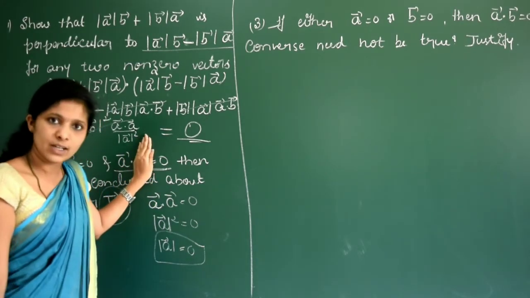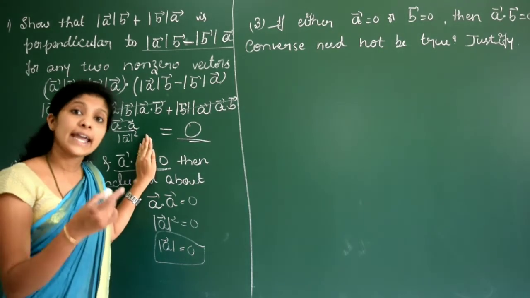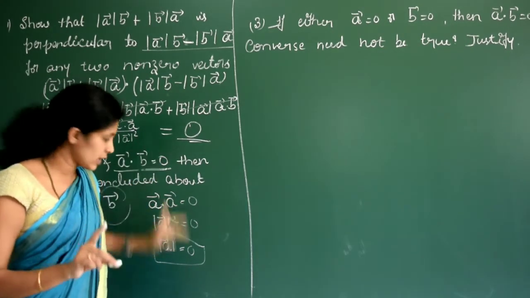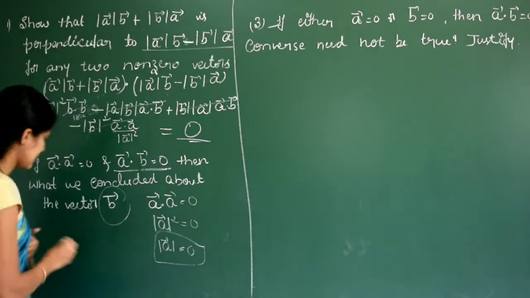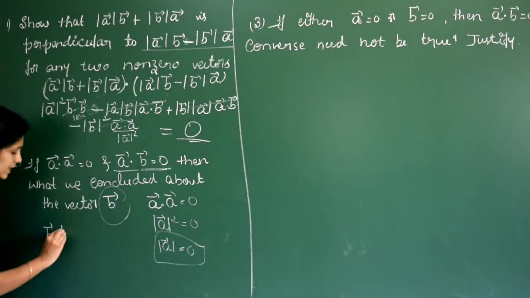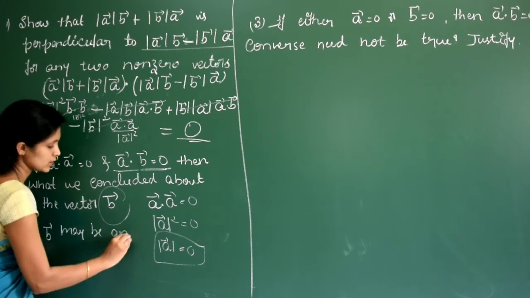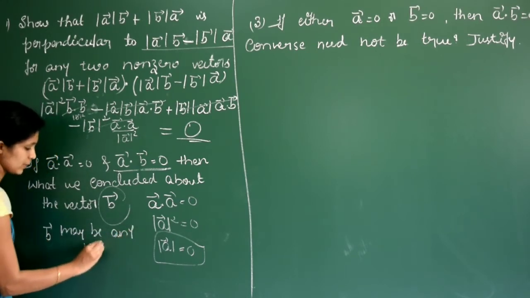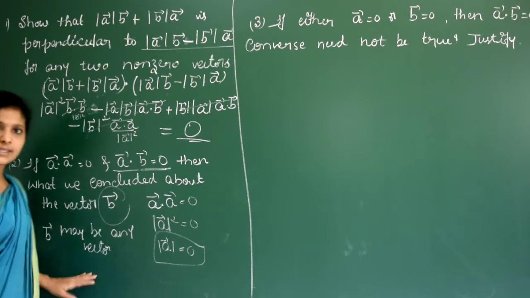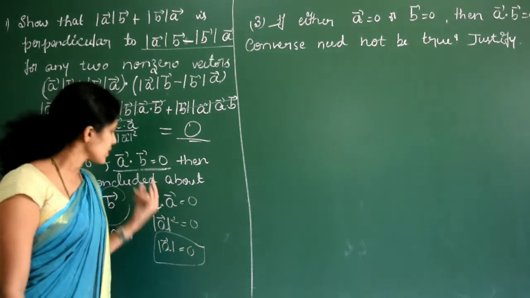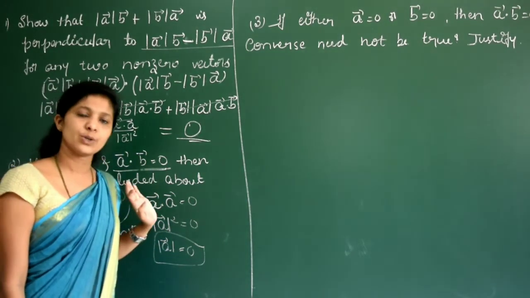So what we can conclude is that the b vector may be any vector, since the magnitude of a vector is equal to 0. You can consider any vector, but the dot product of that will be equal to 0. It need not be 0, okay? Any vector it may be. But the magnitude of a vector will be equal to 0.